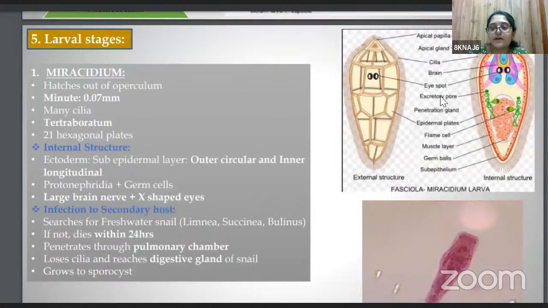Now, the Miracidium larva does not feed, swims actively in the water, and goes in search of the snail, that is Limnaea truncatula. If it does not reach a snail, it will die within 24 hours.